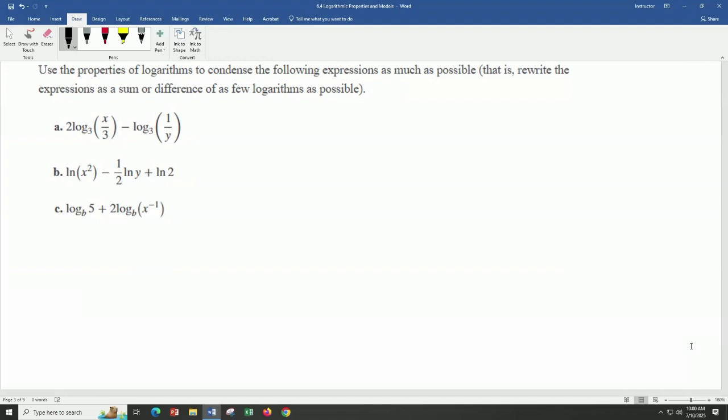So looking at this carefully, reading over the whole thing, when I'm looking at A here, I've got 2 log base 3 of x over 3 minus log base 3 of 1 over y. Doesn't look like a y there. Yeah. Try to make that look like a y a little bit better.